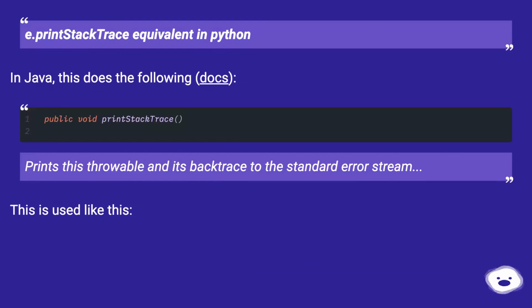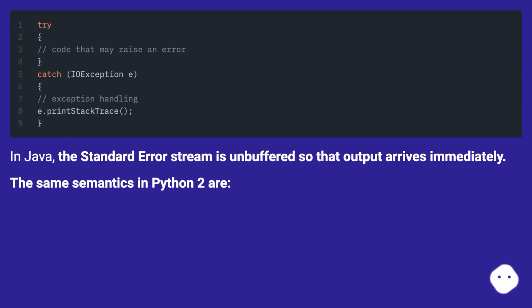e.printStackTrace equivalent in Python. In Java, this does the following: docs, prints this throwable and backtrace to the standard error stream. This is used like this. In Java, the standard error stream is unbuffered so that output arrives immediately. The same semantics in Python too are.